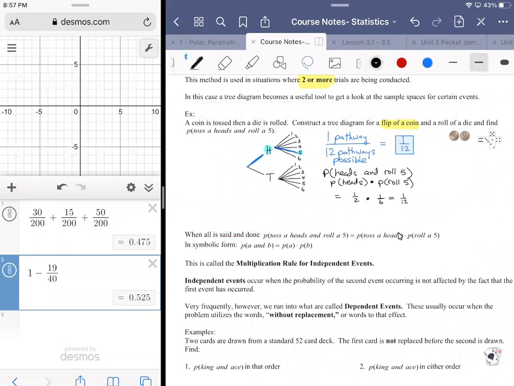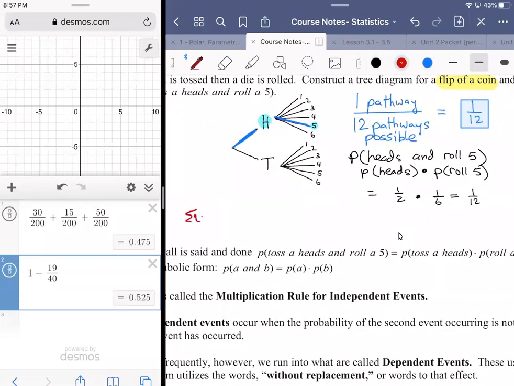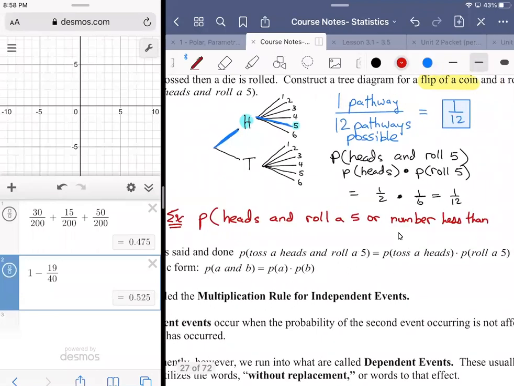All right, so example. Probability of getting a heads and a roll of 5 or number, I'll say less than 3. That still gets across the idea of less than or equal to 2, but then I don't have to write the words less than or equal.